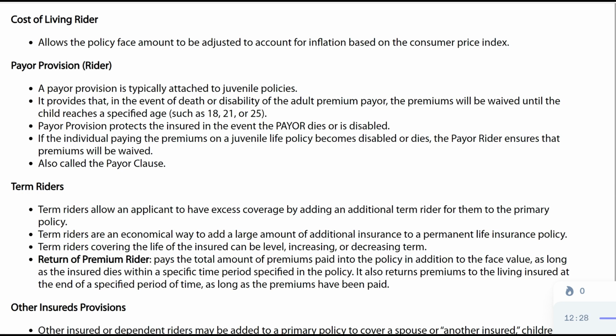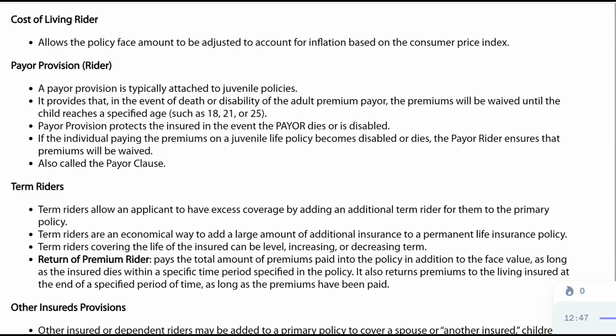Term riders. Term riders allow an applicant to have excess coverage by adding an additional term rider to the primary policy. Term riders are an economical way to add a large amount of additional insurance to a permanent life insurance policy. Term riders covering the life of the insured can be level, increasing, or decreasing term.